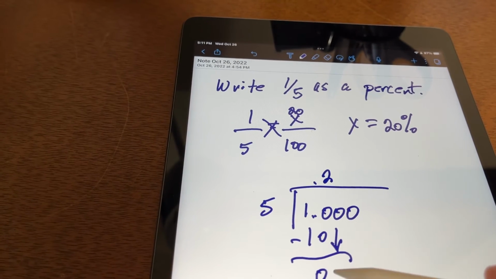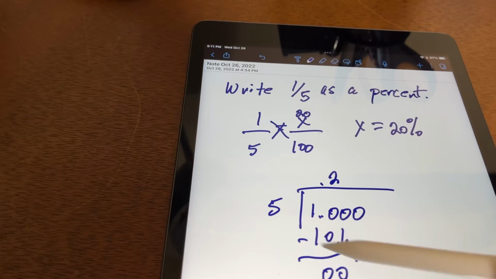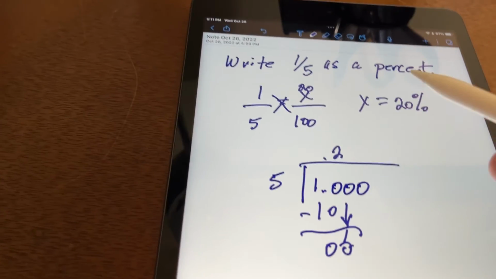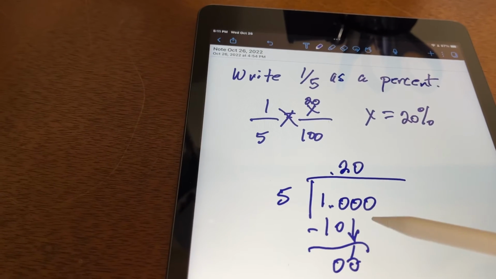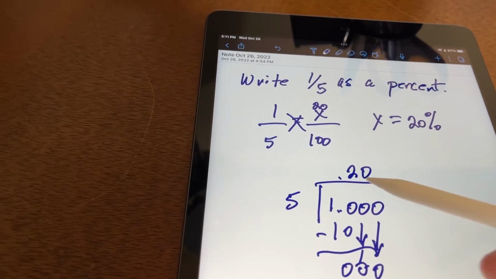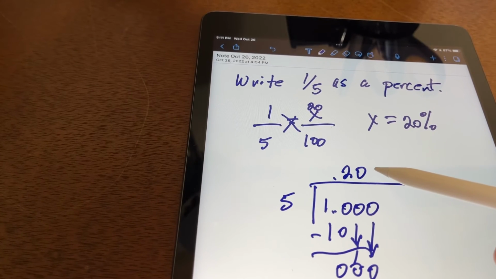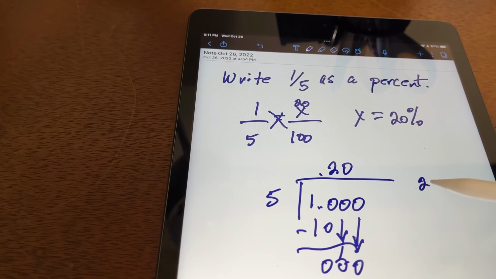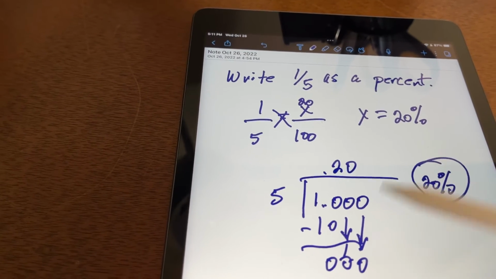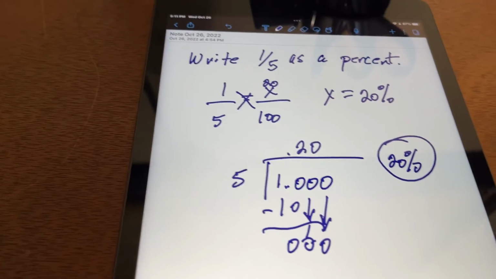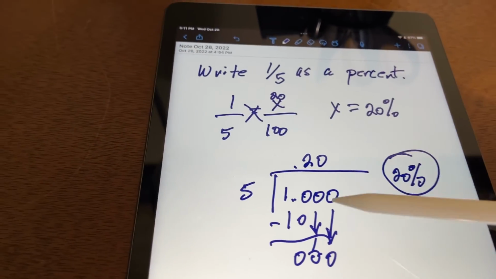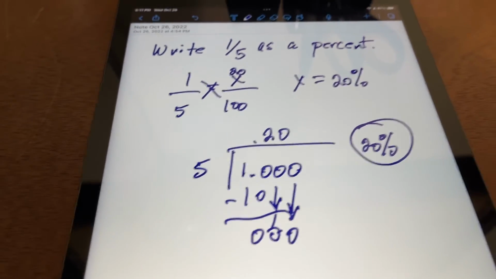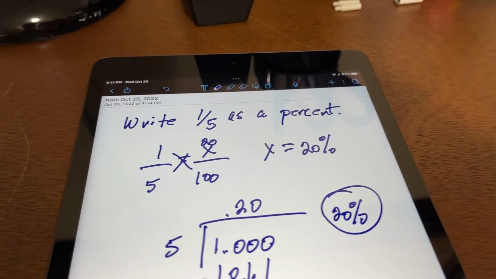So now we're going to bring this 0 down because 5 won't go into 0, so I bring this digit down. Well, 5 won't go into 0 again, so I put a 0 here, and then I bring this 0 down, and I could keep going like that. So it's 0.20, which is 20%. As I keep bringing these zeros down, it's not going to help. 5 won't go into 0, and I don't have another digit to put there other than a 0. So 1/5 is 20% that way.